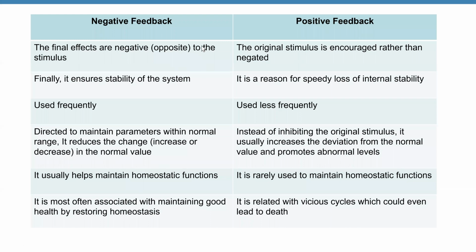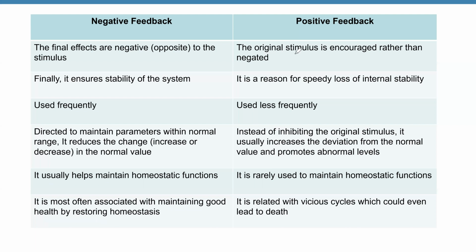Okay, so here we compare negative and positive feedbacks. With negative feedback, the final effect is negative, opposite to the stimulus. Finally, it ensures stability of the system. It's used frequently. It's directed to maintain parameters within the normal range. It reduces the change. It increases or decreases the change back to the normal value. It usually helps maintain homeostatic function, and it is most often associated with maintaining good health and restoring homeostasis.